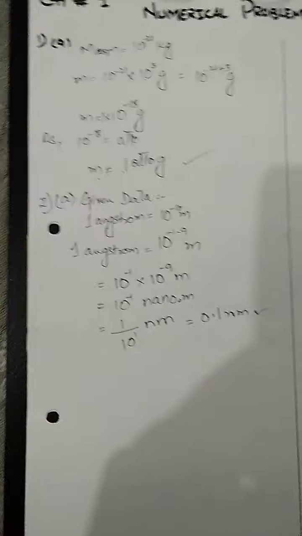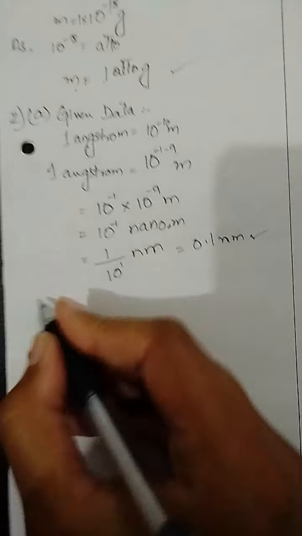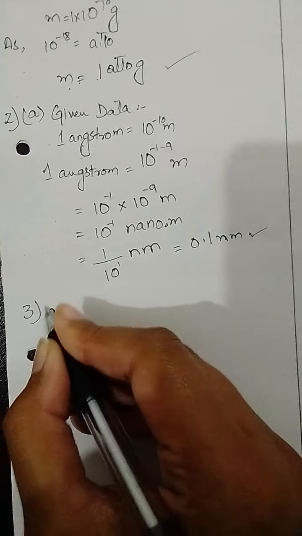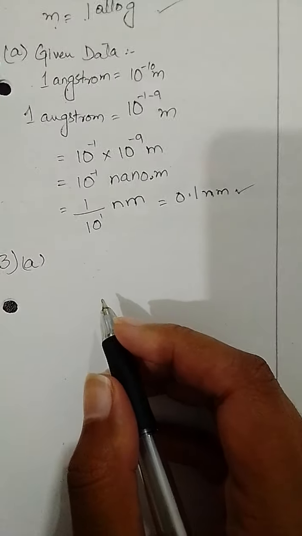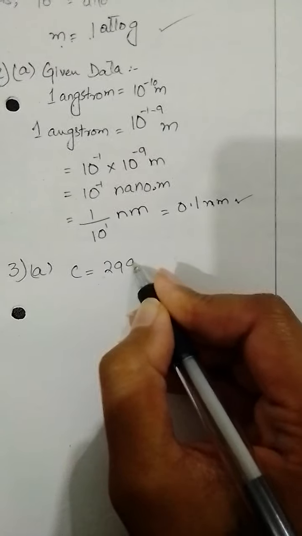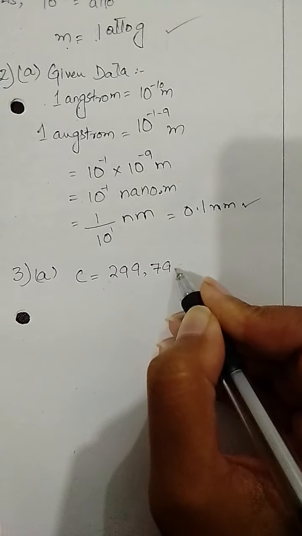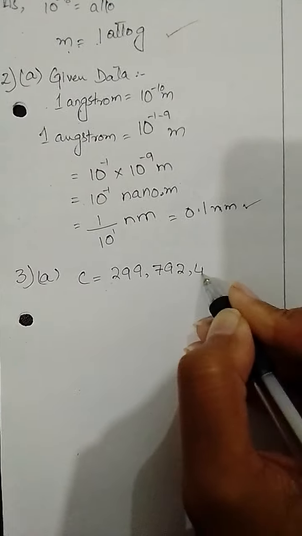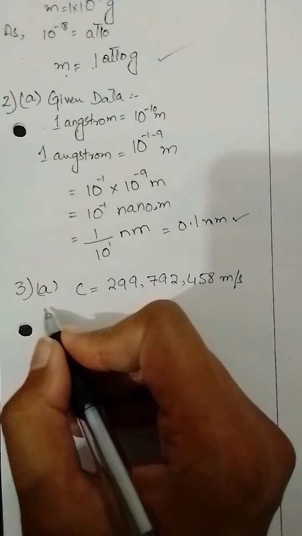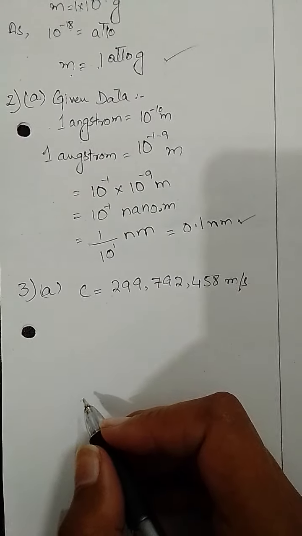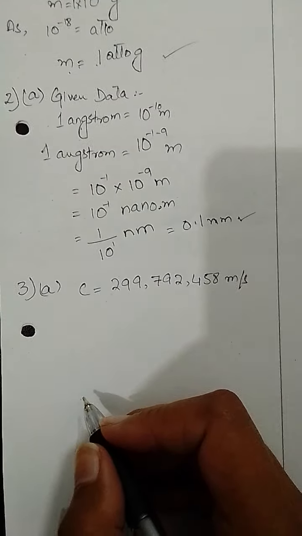Question number 3, part A. In question number 3, we are given that the speed of light is c equals 299,792,458 meters per second, right? Part A is that we have to convert this value into scientific notation. So we have to write it in the form of scientific notation, right? So this was the given data.